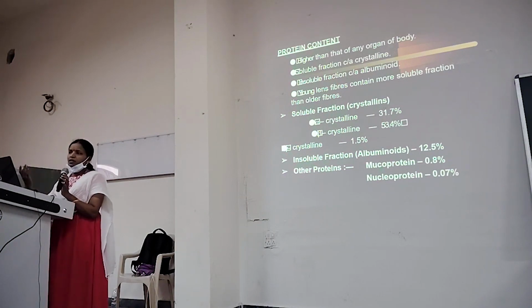As age progresses, as the cataract develops, the insoluble proteins increase and the amount of soluble proteins decreases. And again, of the soluble proteins, there are 3 different types. They are also known as crystalline proteins, and they are alpha, beta and gamma crystallins. The insoluble portion is albuminoids. Just remember the names, that is sufficient.